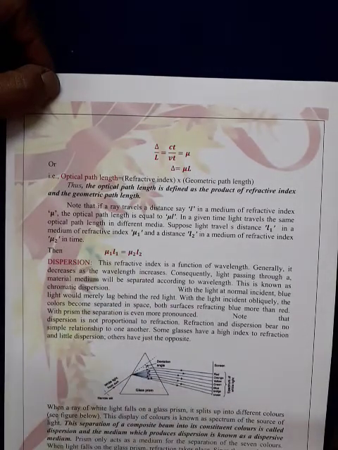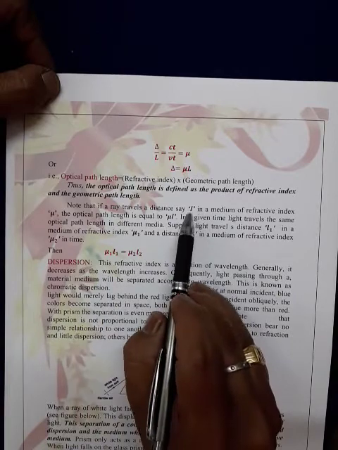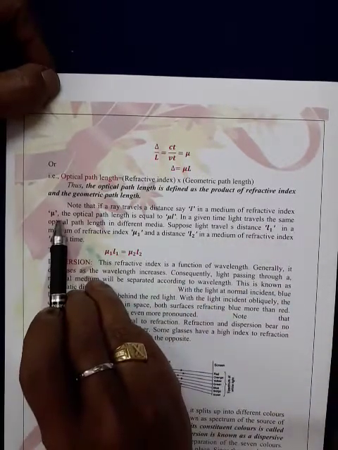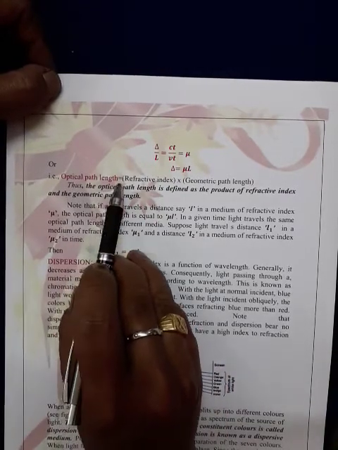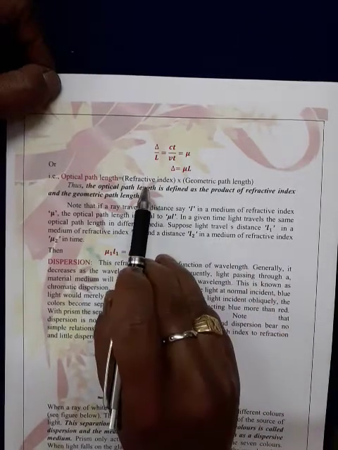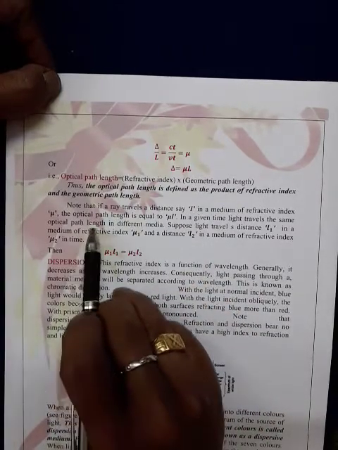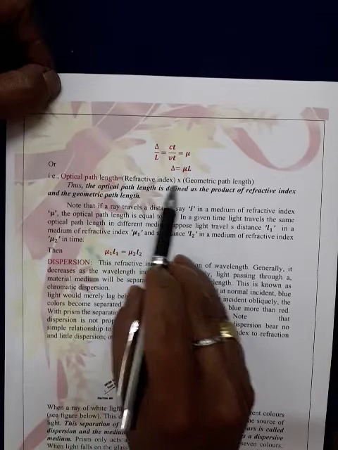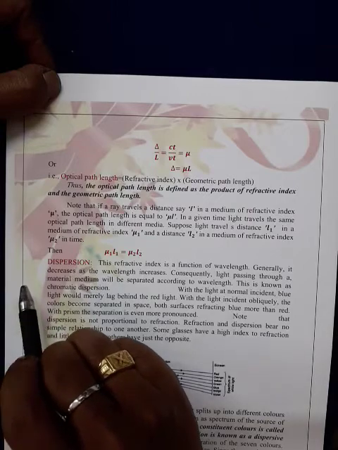Note that if a ray travels a distance L in a medium of refractive index mu, then the optical path length is equal to the refractive index times the geometrical path length, that is mu times L. In the given time, light travels the optical path length in different media.